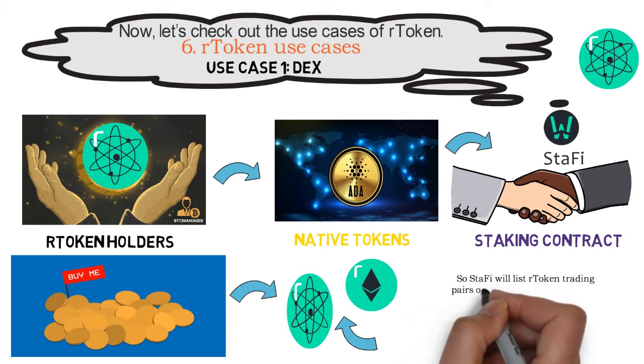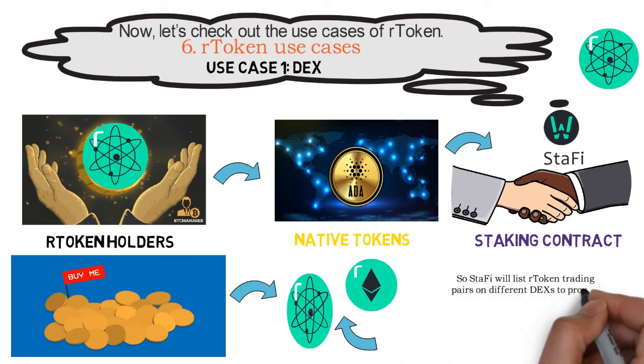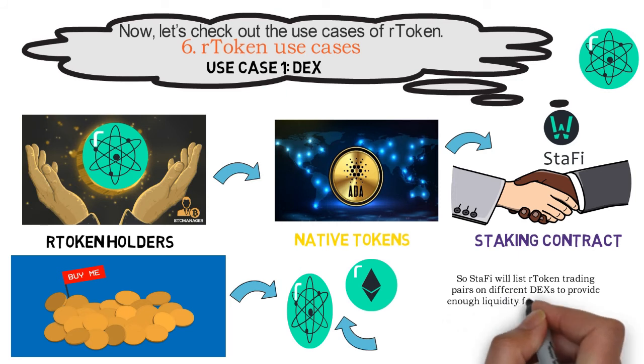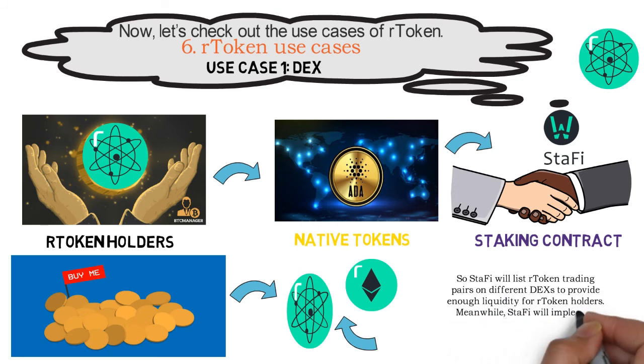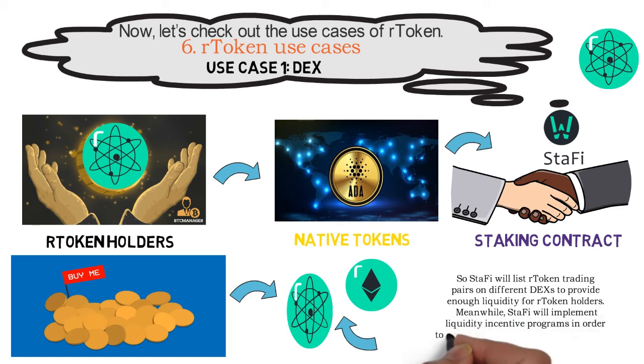So Stafi will list rToken trading pairs on different DEXs to provide enough liquidity for rToken holders. Meanwhile, Stafi will implement liquidity incentive programs in order to promote liquidity for rTokens on DEXs. Now, users could trade rETH on Curve and Uniswap.